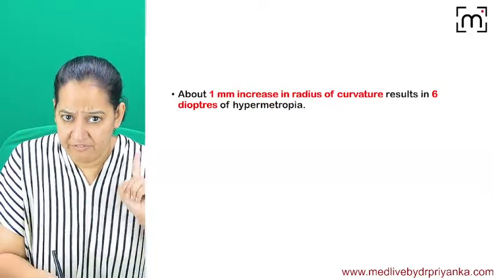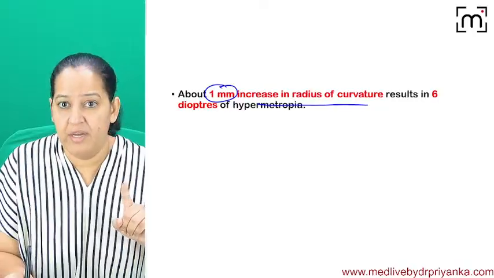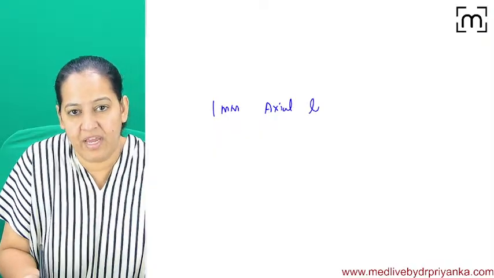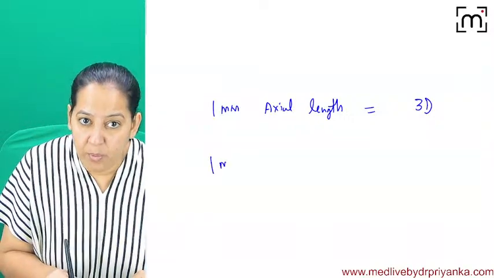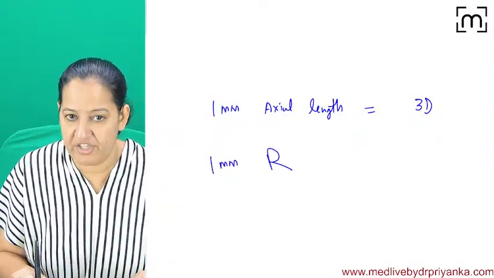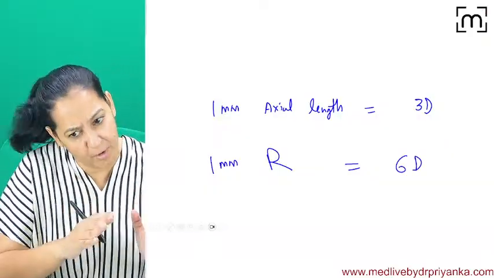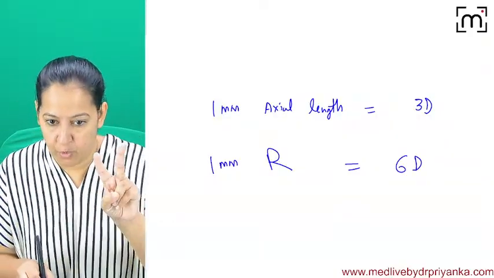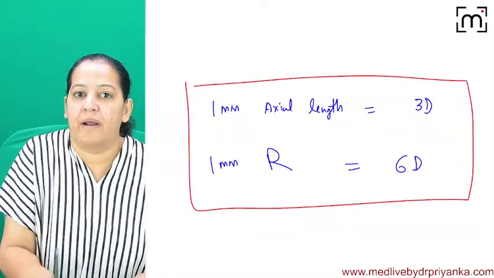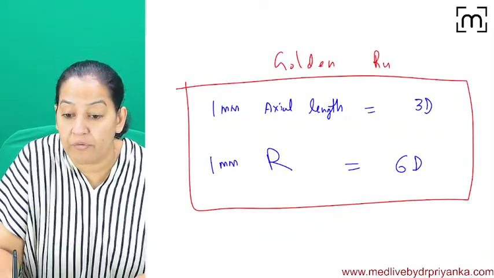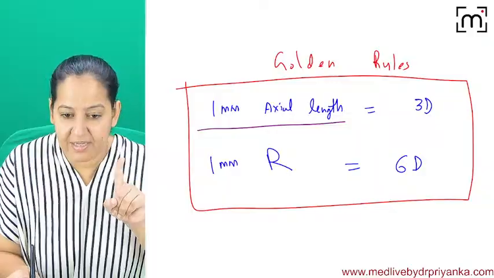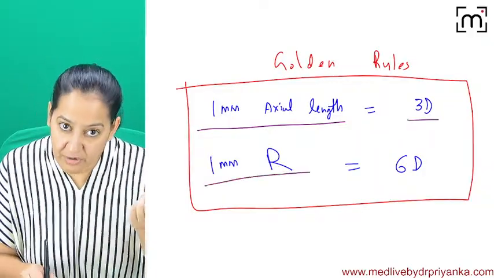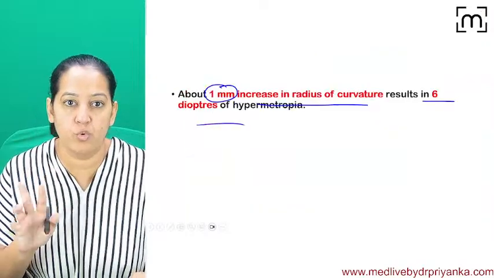The same thing: a 1 mm change in radius of curvature results in 6 diopters. So learn the two golden rules. If there is a 1 mm change in the axial length of the eyeball, there is a change of 3 diopters, myopia or hypermetropia. If there is a 1 mm change in the radius of curvature of the cornea, there is a change of 6 diopters, maybe myopia, maybe hypermetropia. Till now I taught you one, and I'm teaching you the second now. Please highlight them and learn them as the golden rules of ophthalmology. You can't change it. Please write them at one place. I hope you got it.